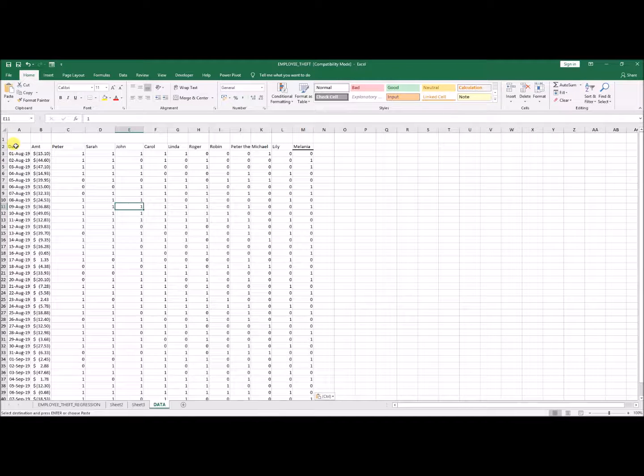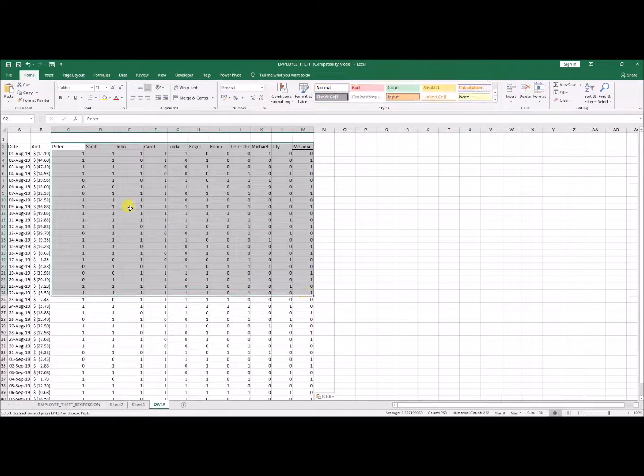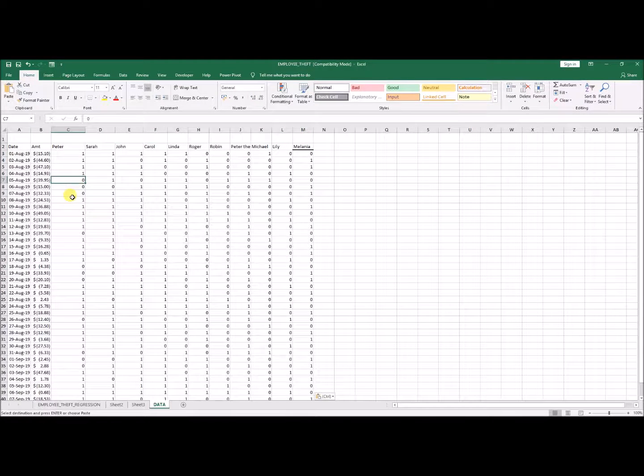On the left we've got the different business days. Next to that we've got an amount which represents the shortages or overages on the various business days. And then to the right of that we've got a list of employees and their attendance or absence. Attendance is represented by a 1 and their absence on the various days by a 0.